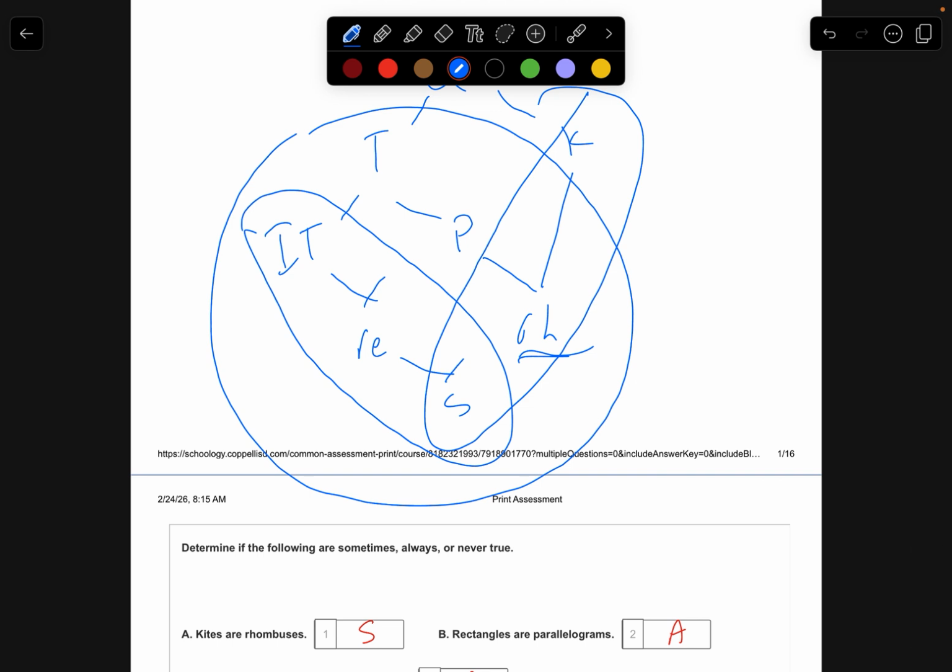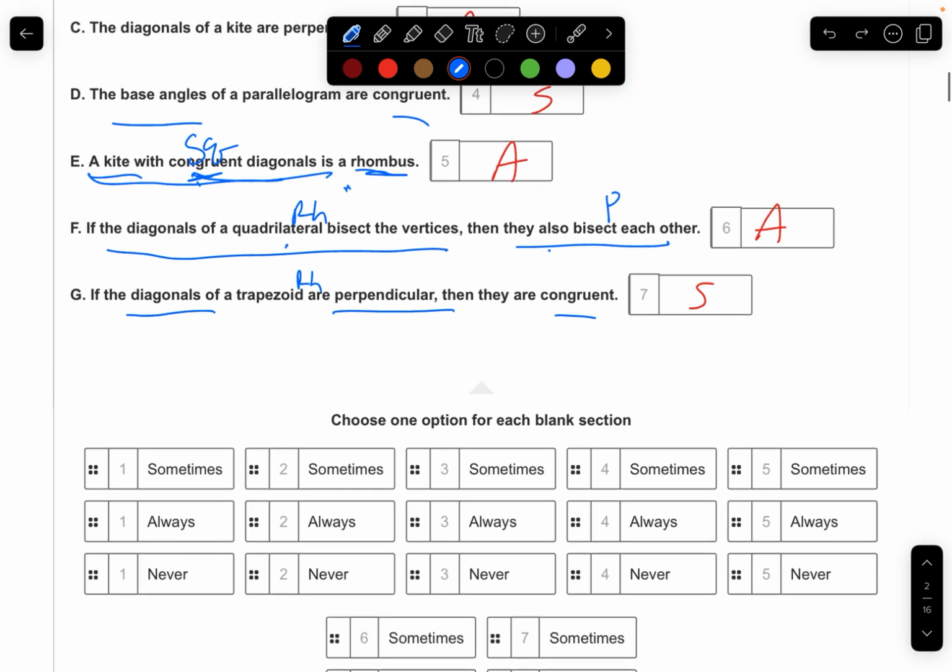Is that every rhombus? Some rhombuses or no rhombuses. There's one shape that is also a rhombus. So it does happen one time, the square. So can it happen? Yes, it can happen in a square. So that is sometimes.